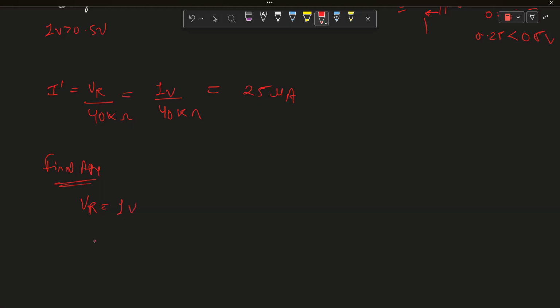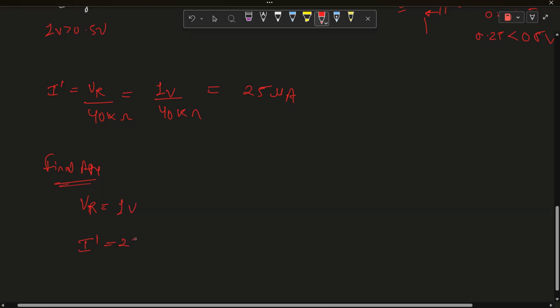So the final answer is VR is 1 volt and I dash is 25 microampere.